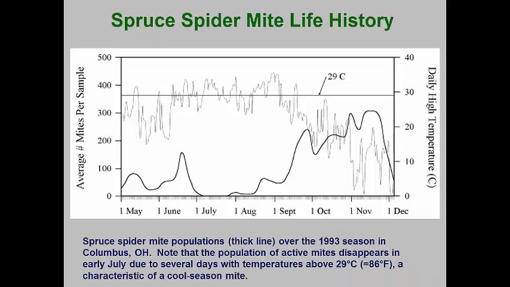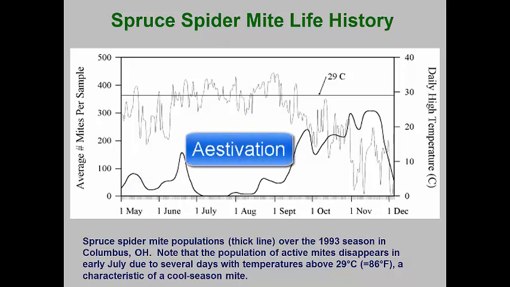A few years back, I had a graduate student who studied the biology of the spruce spider mite. As you can see from this graph from 1993, the mite populations are high in the spring and off the charts in the fall. So this is a true cool season mite. Notice that when the daytime temperatures reached 86 degrees Fahrenheit for 3 consecutive days, the active mite population plummeted. This weather stimulates the females to lay estivating eggs, which are ones that enter into summer dormancy. These eggs won't hatch until cool temperatures return.